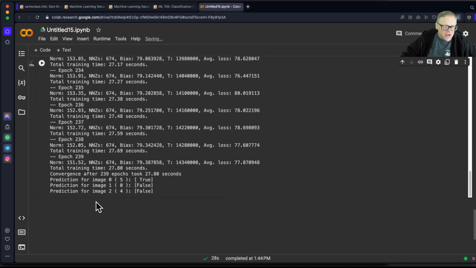And here are some predictions. I predicted 5, 0, and 4. This was true, it's a 5, and the next two are predicted false, that they're not a 5, so the first 3 predictions are correct.